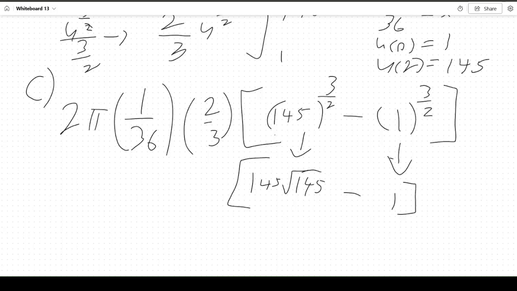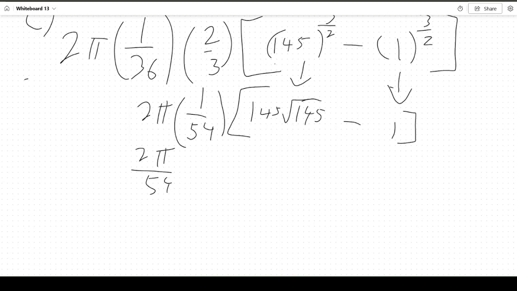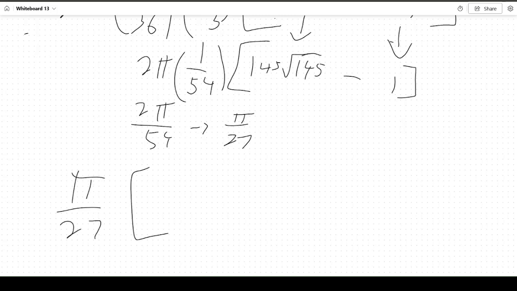So I know, guys, just bear with me. When you multiply 2 over 3 times 1 over 36, you get 1 over 54 times 2 pi. But we can simplify this further, and 2 pi would be reduced to pi over 27. So our final answer is pi over 27 times 145 square root of 145 minus 1.